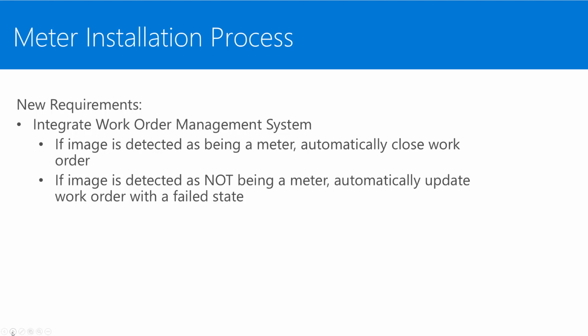Now, in the event that the image is not detected as being a meter, perhaps it's a dog or something else, we want to update the work order with a failed state, and we'll also send an email notification. This allows us to proactively mark it as bad so that this can be fixed sooner rather than later.